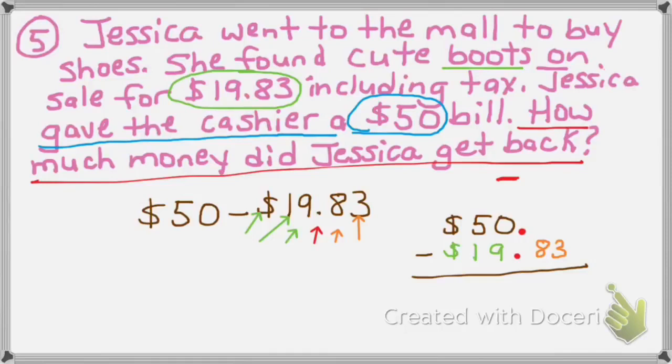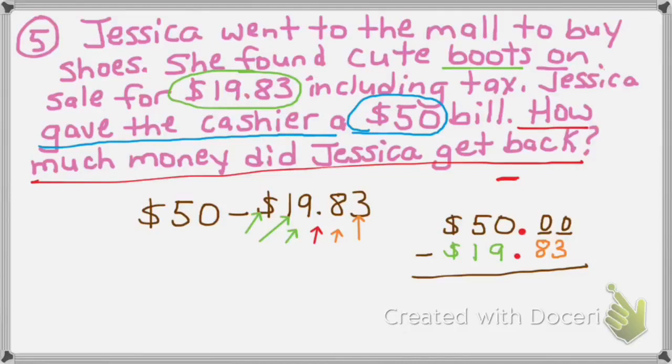My dollar signs are good, my 5 and 1 is good, my 0 and 9 is good, my decimals are good. Here is a place value 0 that needs to be filled in. Now 0 and 8 are good, and here's another place value 0 that needs to be filled in. Now 0 and 3 are good. So I'm ready to go ahead and subtract.